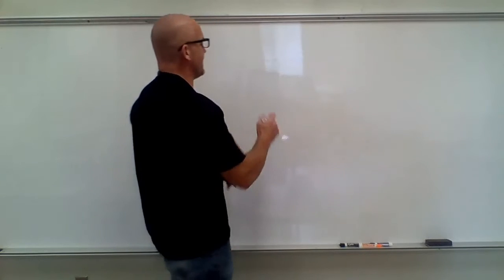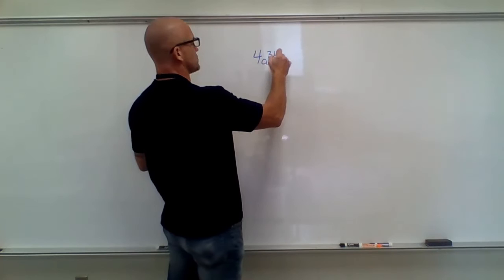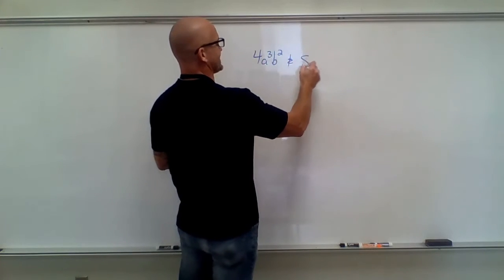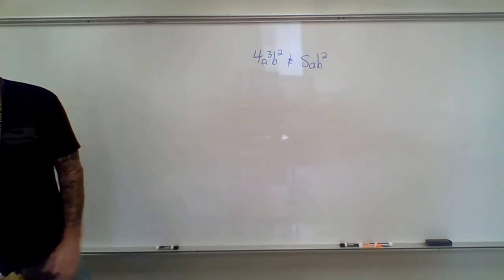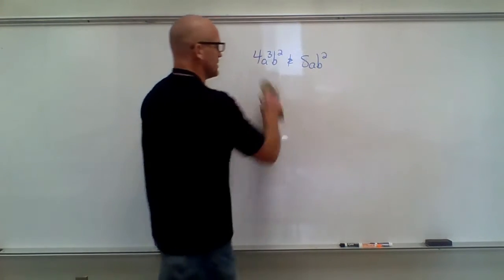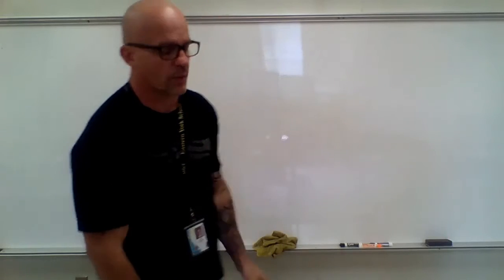Or, what if I said, what's the greatest common factor of 4a cubed b squared and 8ab squared? Greatest common factor. Or, what's the least common multiple? Now it gets a little confusing. So, we don't want to just have that, what's the greatest common factor, and have your strategy be guessing. I want a process that gets us there. So that's what we're going to learn today.